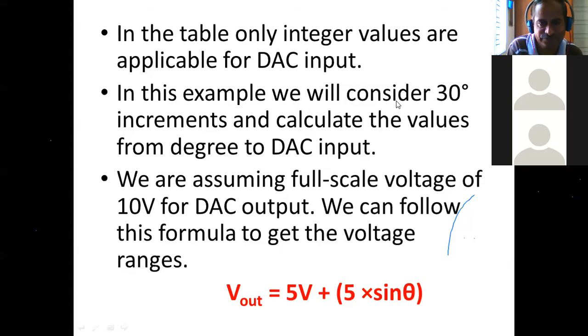Okay. If theta is equal to 30 degree, we get some value. If theta is equal to 90 degree, sine 90 is 1. Okay. 5 into 1 is 5. 5 plus 5 volts means total output voltage is 10 volts. We get plus 10 volts.